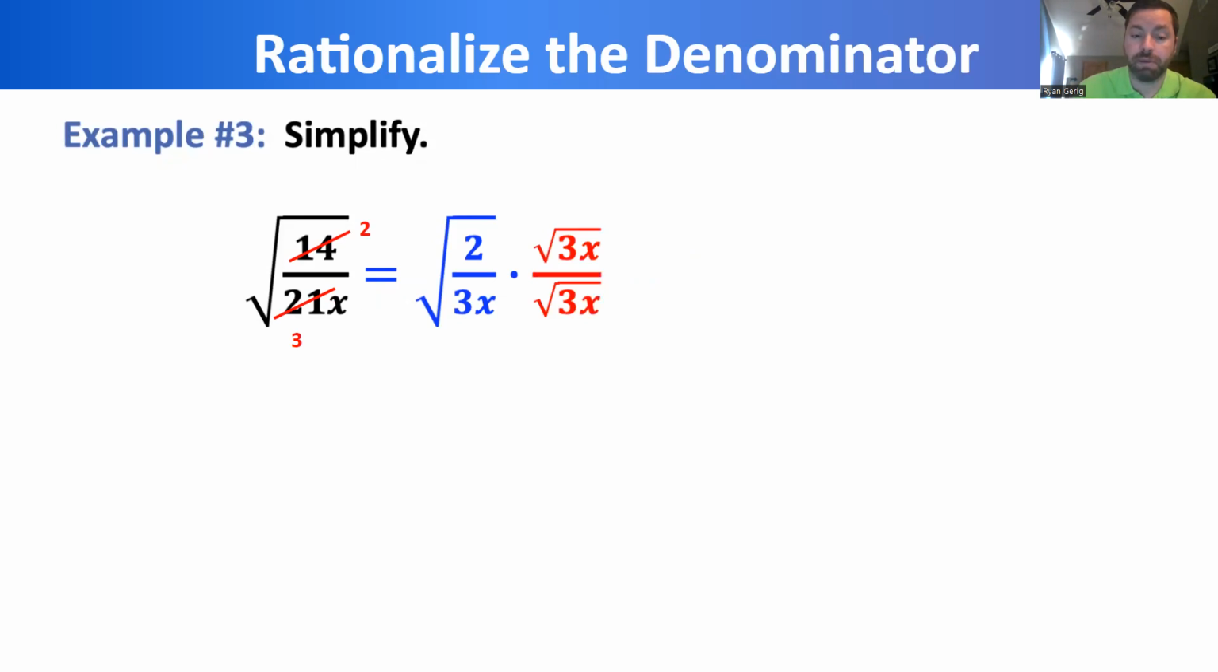So I'm going to multiply the top and the bottom by the square root of 3x. What that does is it makes the top the square root of 6x. I can multiply the 2 and the 3x together because they're both under a radical. So square root of 6x over 3x times 3x. That's 3x squared. It cancels the radical, and I'm left with just 3x. And that's as far as I can go with that one.